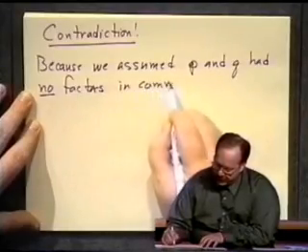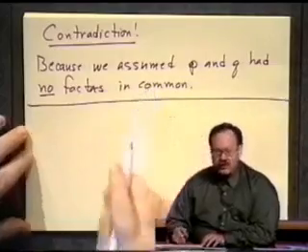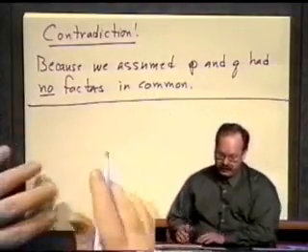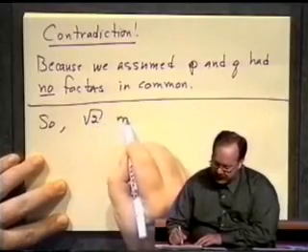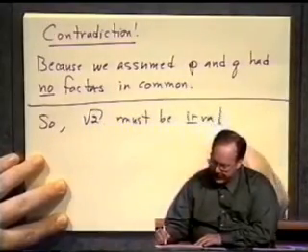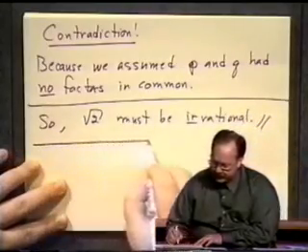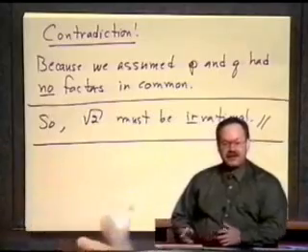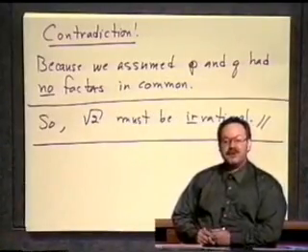Well, this all derived from the fact that we assumed that square root of 2 was rational. So, square root of 2 must be irrational. It cannot be rational because if it's rational, it leads to that contradiction. And that's it. That's the proof that square root of 2 is irrational. That's all there is to it. So I hope you enjoyed that.